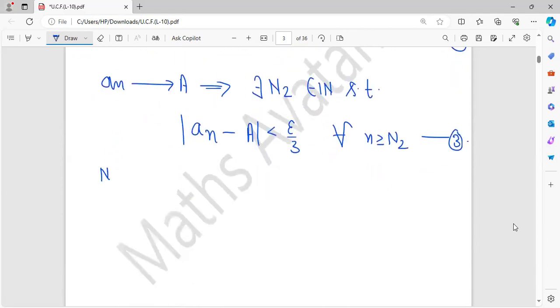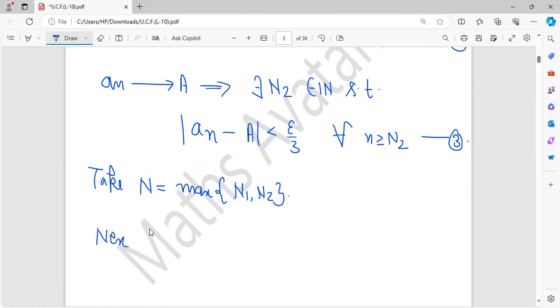Next, take n equal to the maximum of N1 and N2.